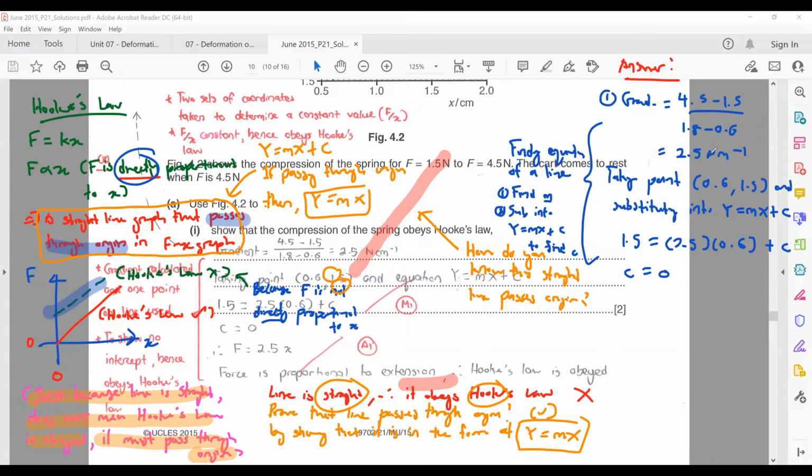So you find the gradient, you take one point, sub it into y equals to mx plus c, then you find out the c. So then after that, from here, you see that, therefore, F is equals to 2.5x. Okay, folks, this one F is equals to 2.5x. Force is directly proportional to extension.